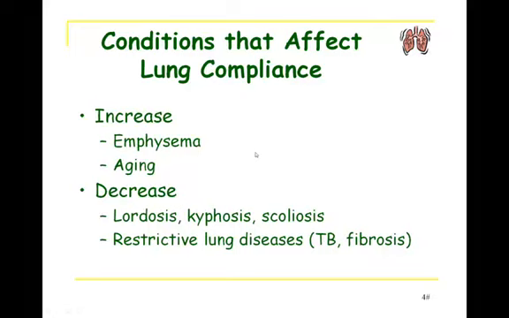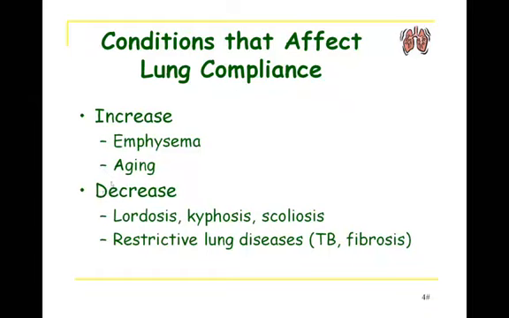Emphysema and aging can be associated with an increased lung compliance. So both are associated with loss of elastin fibers. As you get older, you tend to lose some elastic fibers in your lungs. Emphysema is associated with destruction of elastic fibers in the lungs. So here, these people have no problem getting air in their lungs because they've lost some of the elastic element of the lungs, which, remember, opposes stretch.